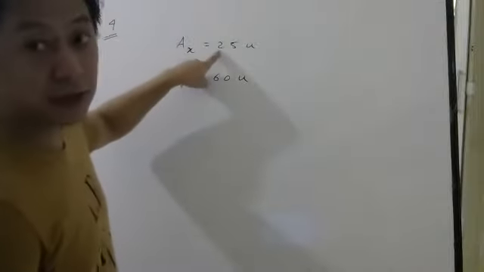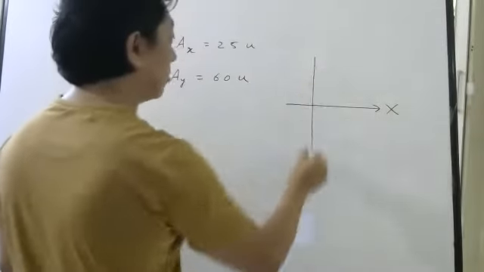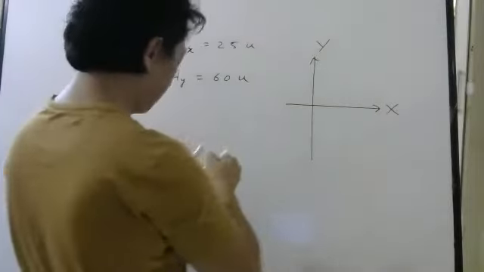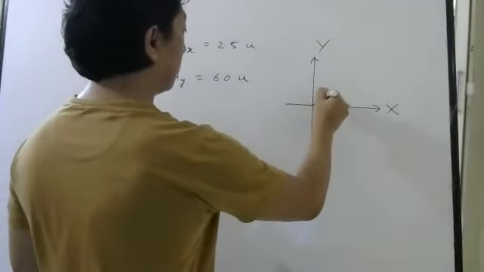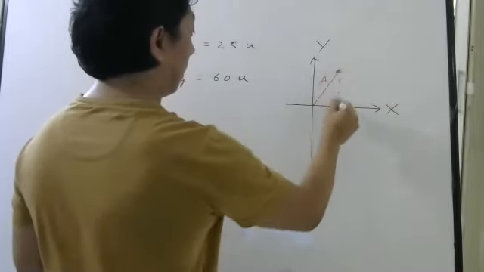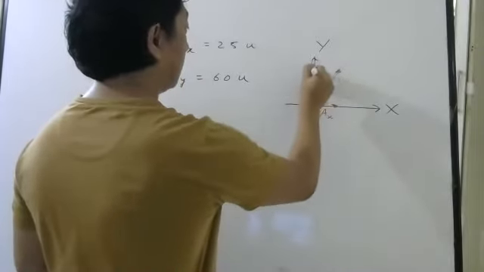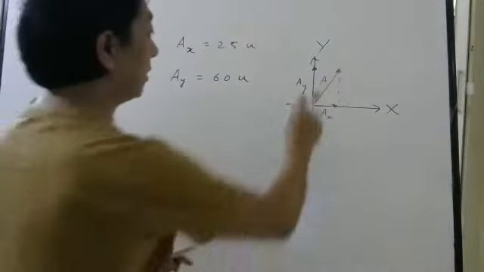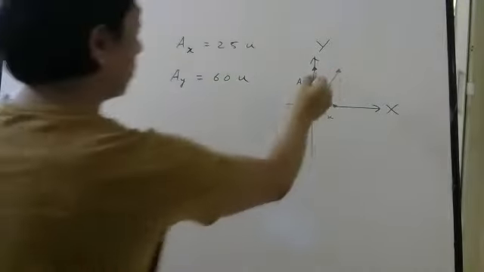So you can see it has x component also, y component also. So if this is your x-axis and this is your y-axis, obviously your vector should be somewhere here. So that it will have x component also, y component also. This will be the x component, this will be the y component, and this is your vector. So they want the magnitude of this vector.